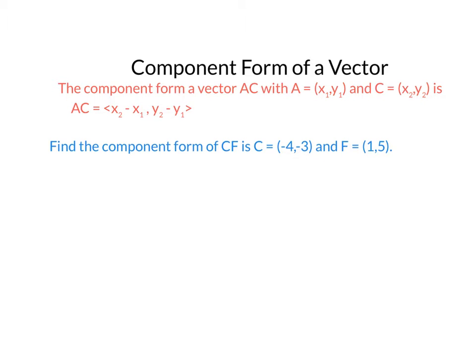Component form of a vector. Vector AC needs a little line over it. With A being (x1, y1) and C being (x2, y2), all you do is the terminal point minus the initial point. That's how you find component form.